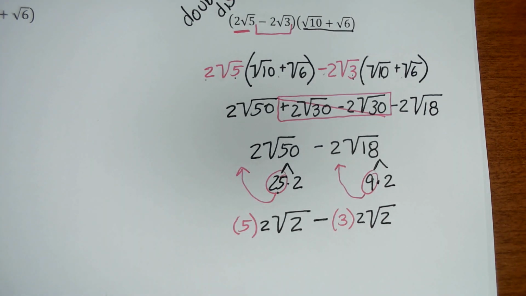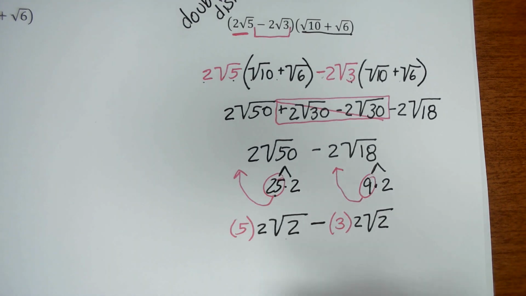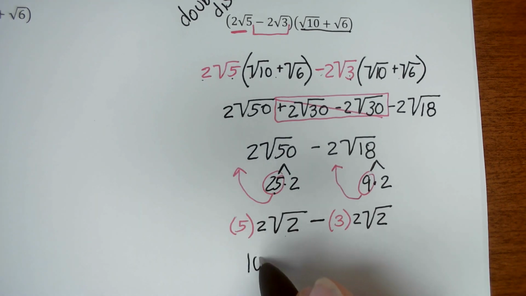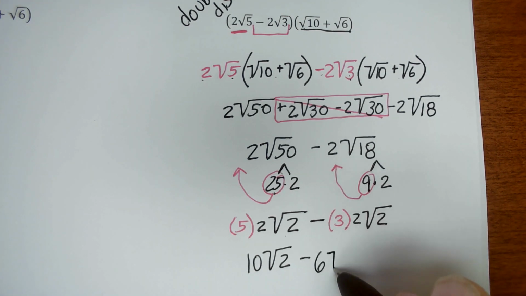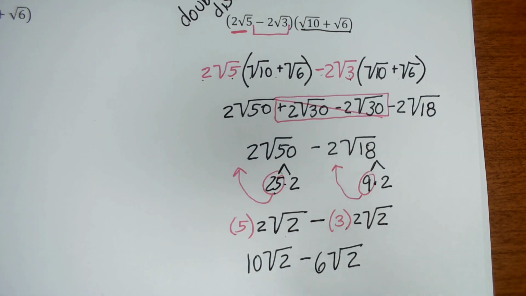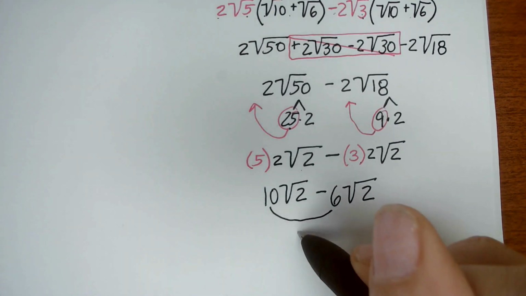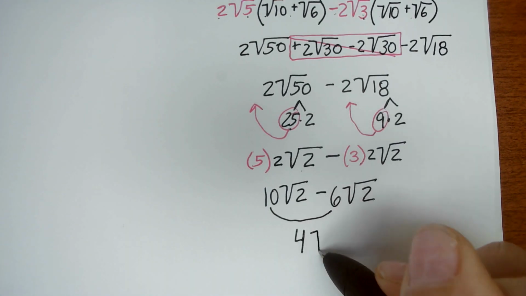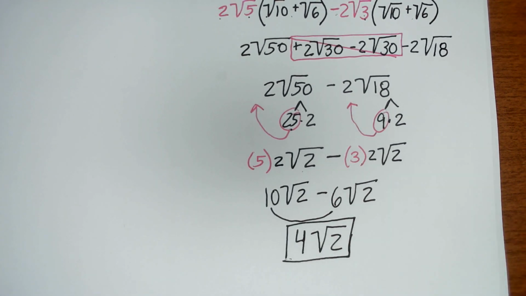Now I'm getting closer because I see I already have common radicands, so I'm moving in the right direction. 5 times 2 is 10 square root 2. 3 times 2 is 6 square root 2. 10 minus 6 is 4 square root 2. So that would be our final answer.